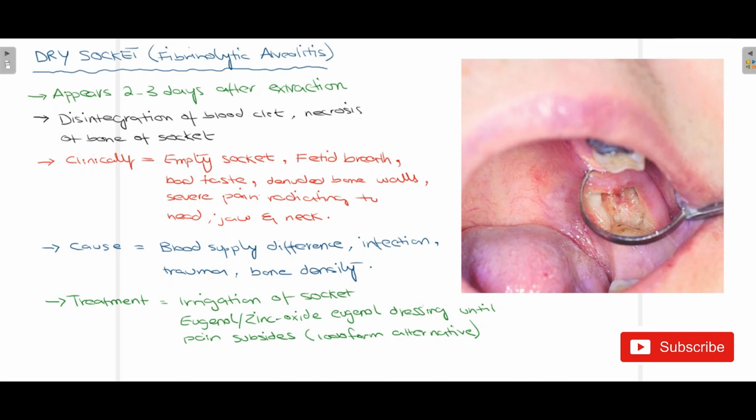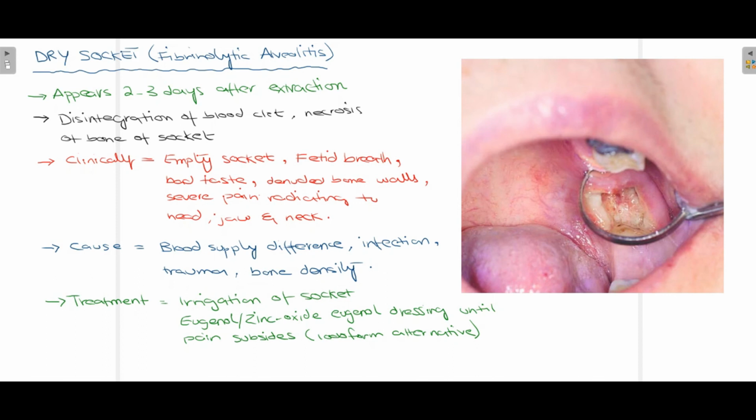Sometimes infection is also an important cause. For example, in edema, pain, infection is the cause. So when there is some infection already present in the socket, that may lead to development of dry socket. Also, trauma at times and bone density can also be contributing factors for causing dry socket.